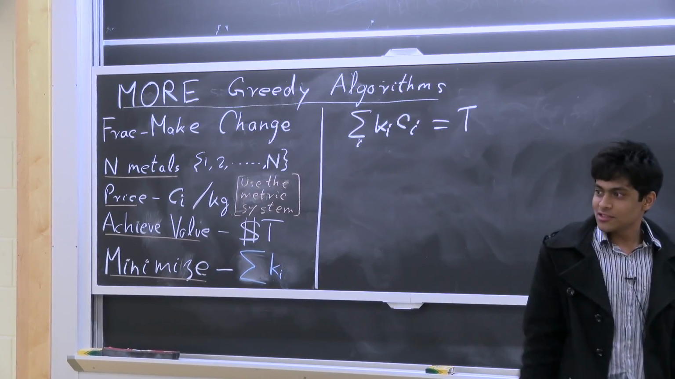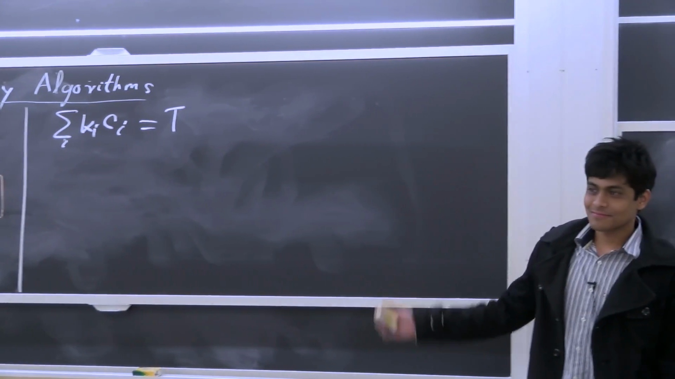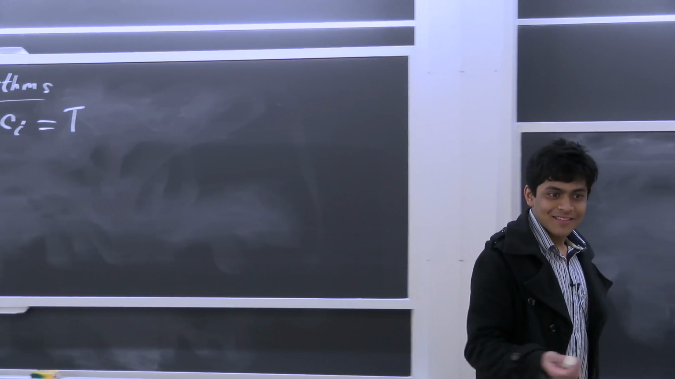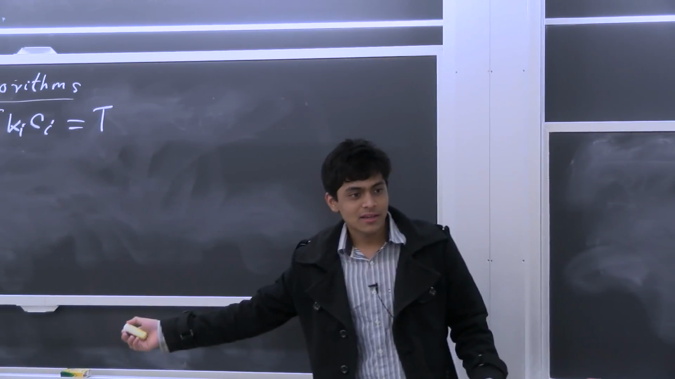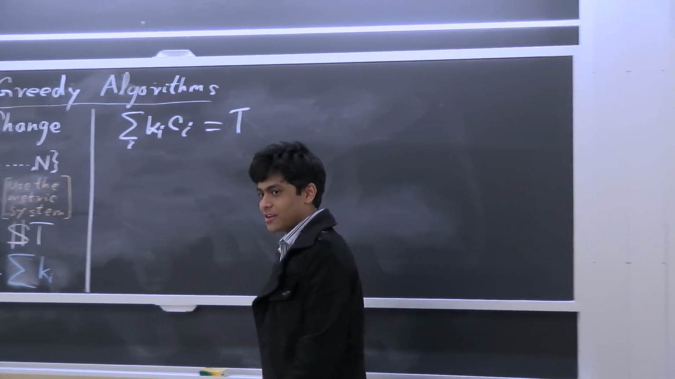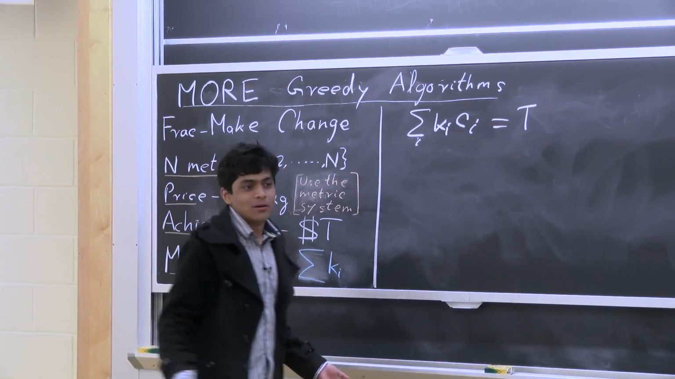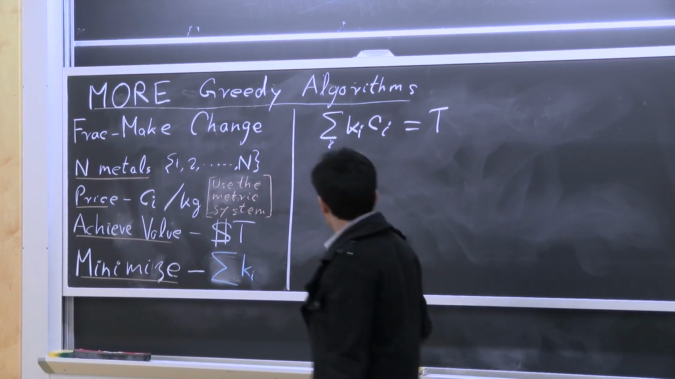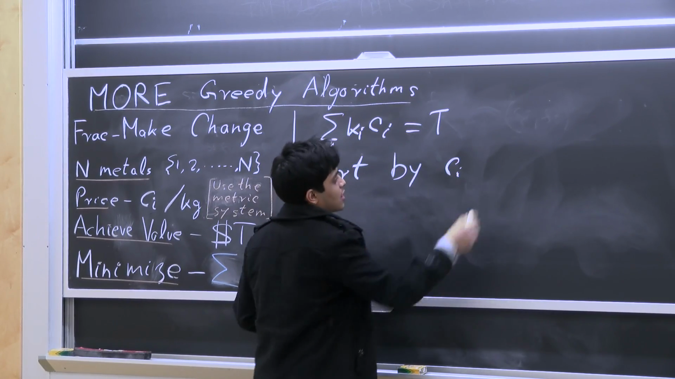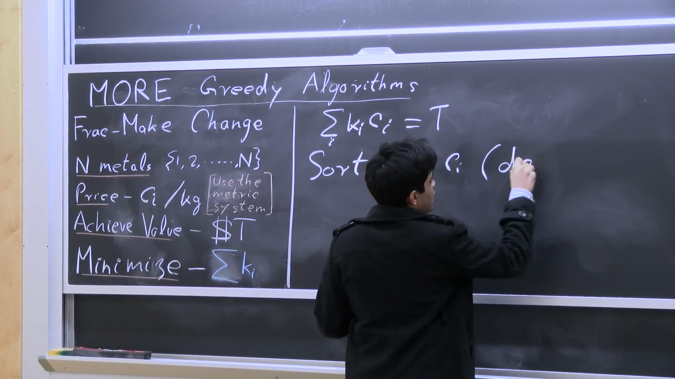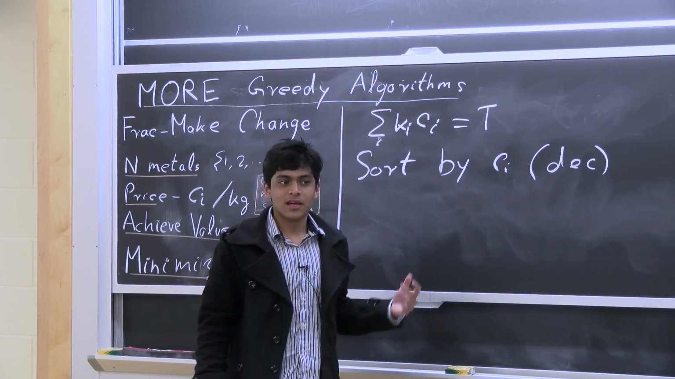So anyone have any ideas how to do this? Should be the first thing that comes to mind. So you have a bunch of metals, some of them with certain costs, and you're trying to create a value T. Which metal would you want to pick? It should seem intuitive that if you want to minimize the weight of the metal, you would want to pick the most expensive one per weight, right? So let's start by sorting by Ci, in decreasing order. Does that make sense? If you have the most expensive metal, you want to use as much of that as you can so that your weight is minimized.